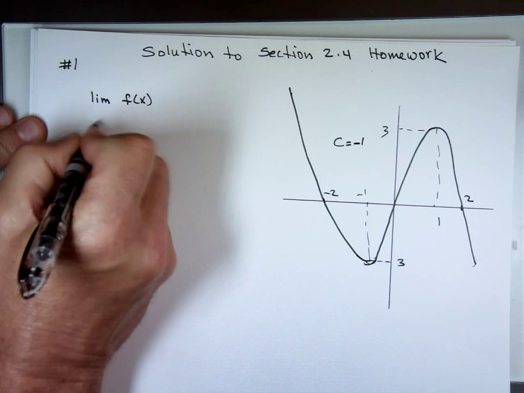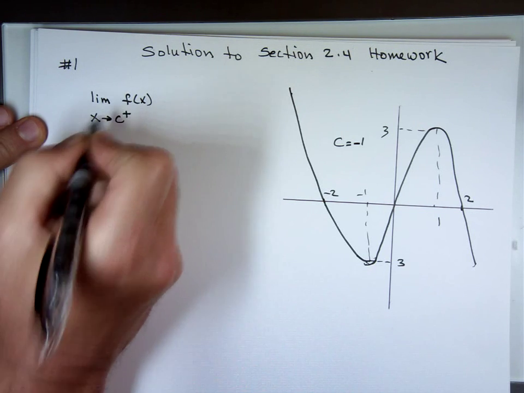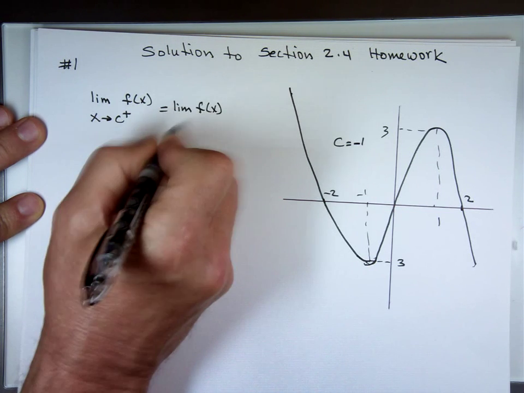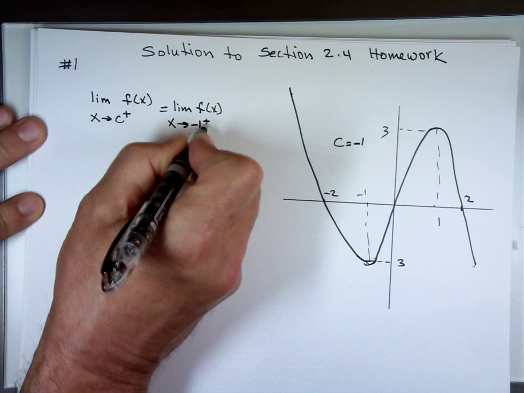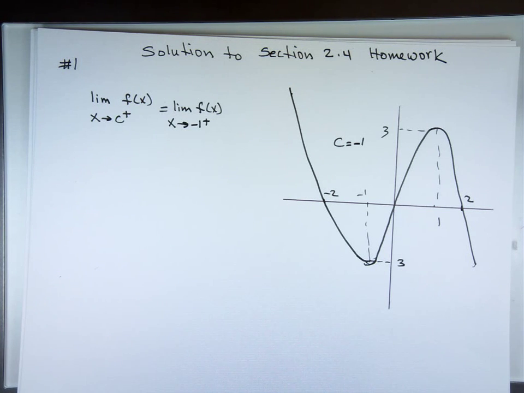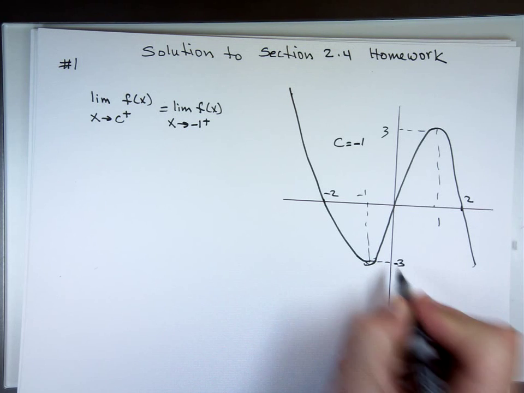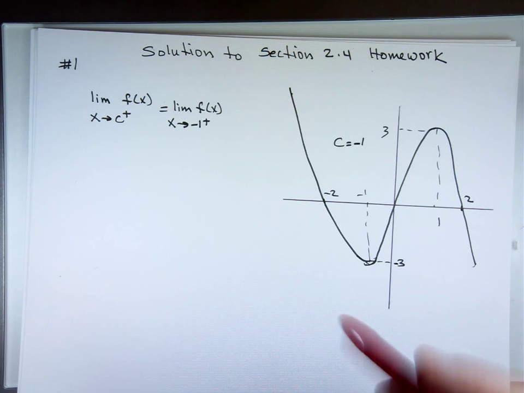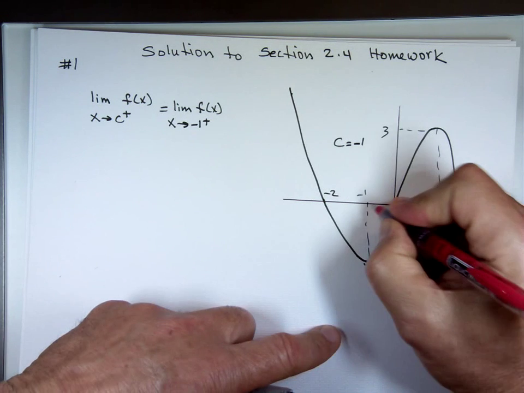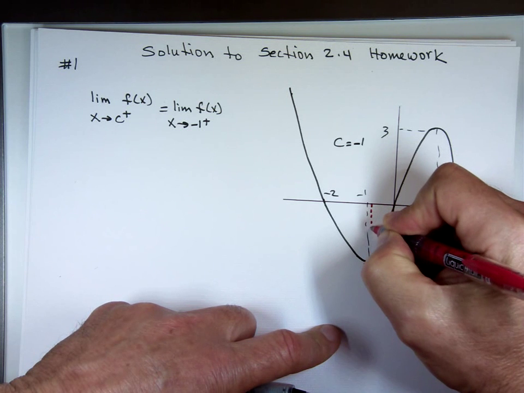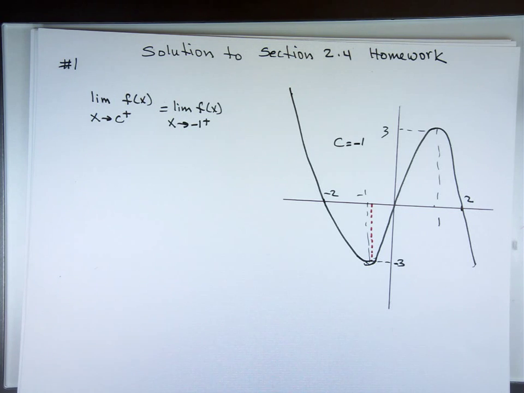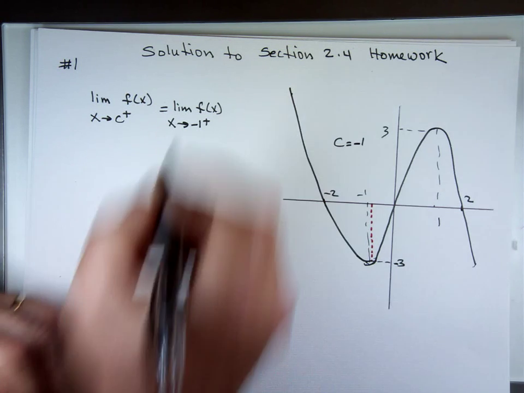of f of x as x approaches c from the right side, which means find the limit of f of x as x approaches, we said c is what? -1 from the right side. What is the value as c approaches -1 from the right side? This is the -1 from the right side. The right side is right here. What is that y value equal to? What's that number equal to? -3. Yep, -3.